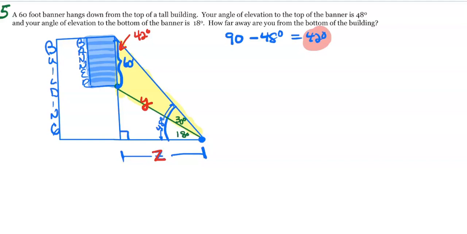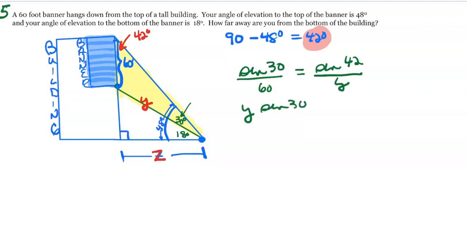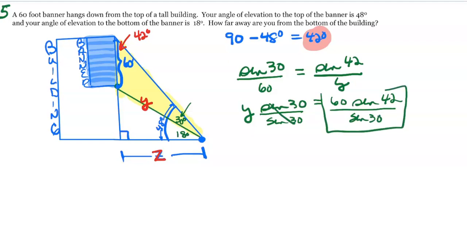So I know I have that 30-degree angle right over here, right? That's opposite the 60. So there's my pairing. So the sine of 30 over 60 equals, oh, look, I have the sine of 42. Isn't that across from the y? Yes, so that's fabulous. So now do your cross products. Y times the sine of 30 equals 60 times the sine of 42. Divide by sine 30 on both sides. Don't put this in your calculator until now. This goes in your calculator, and that will get me y. So I'm getting y is 80.3. Okay, so this is 80.3.